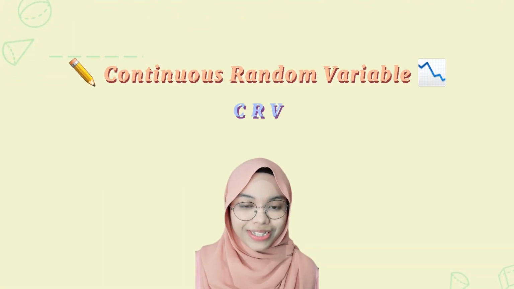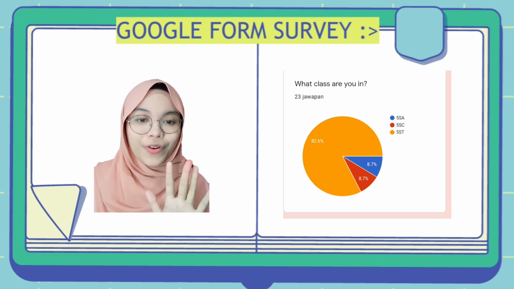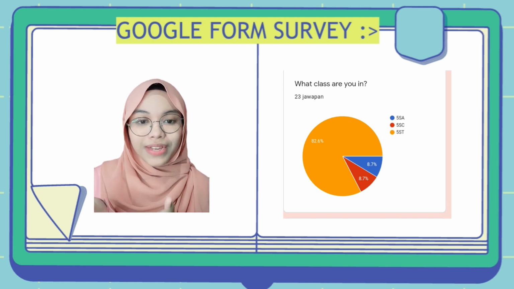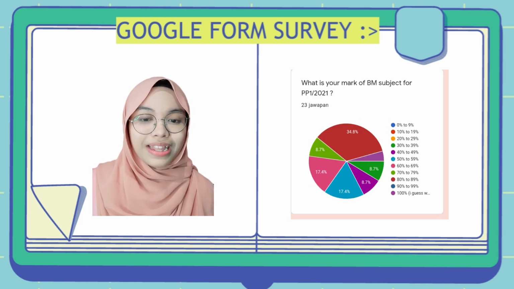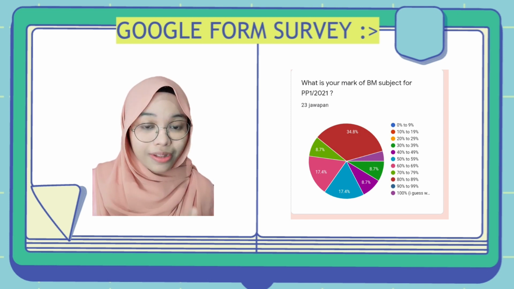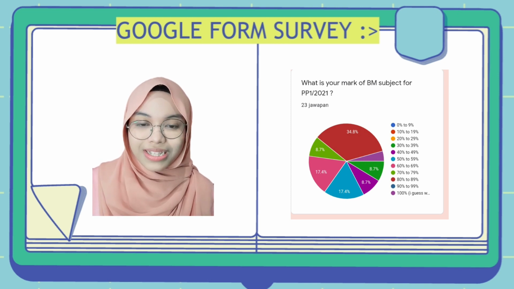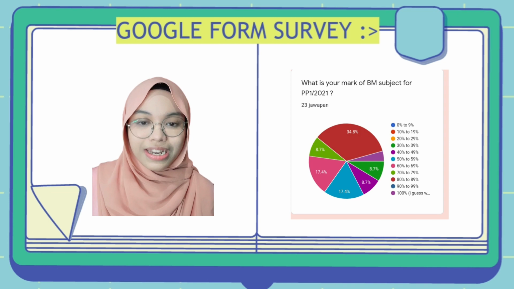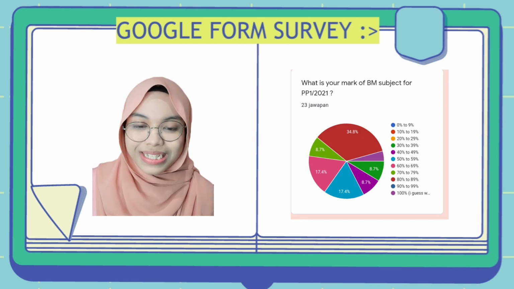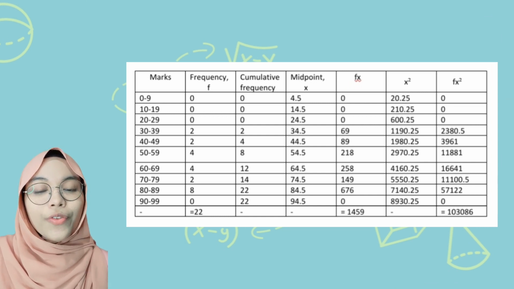Next, moving on to continuous random variable. As we can see, the majority of respondents are from 5ST class, followed by 5SC class and 5SC class. Based on the pie chart, it can be defined that the majority of Form 5 students get marks in the range of 10% to 19%, followed by 50% to 59%, 60% to 69%, 40% to 49%, 30% to 39%, and finally 70% to 79%.